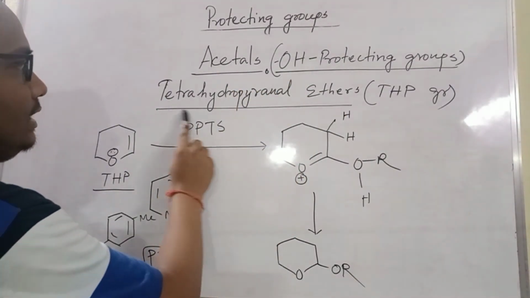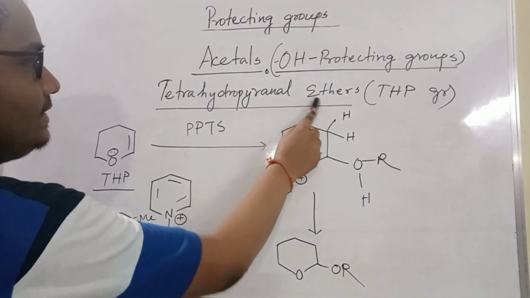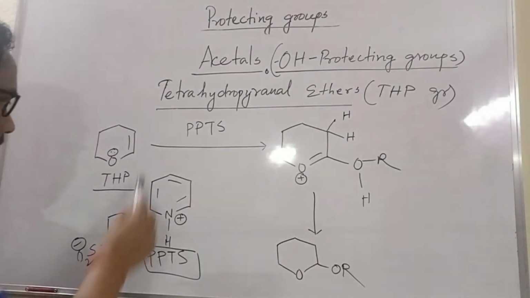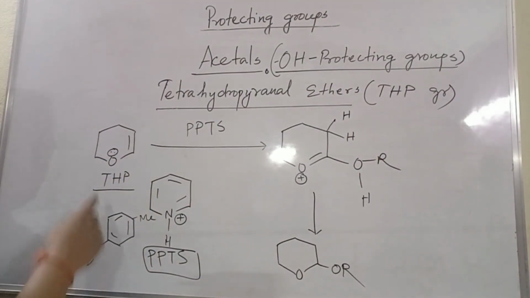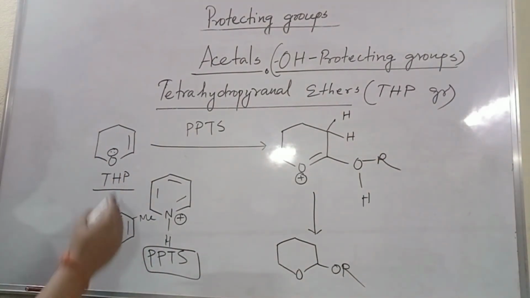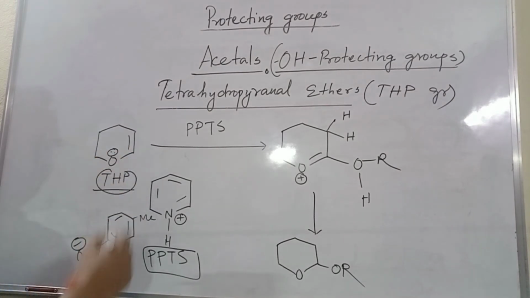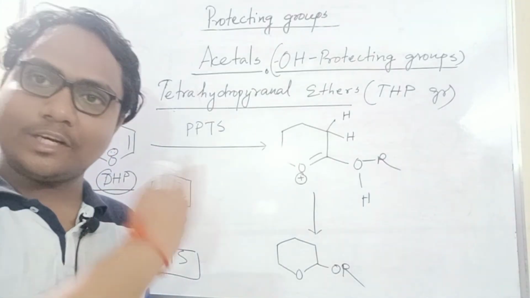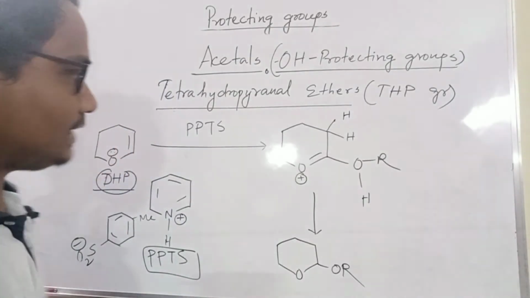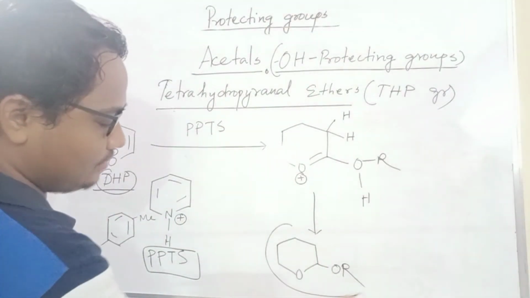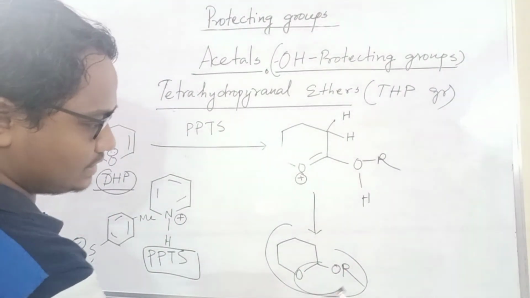This is called tetrahydropyranyl ether, or THP. This moiety you see, this moiety you call THP, tetrahydropyranyl. It is called DHP, and it will be transferred to THP. So this is an acetal. This will form, and this is the final product. One carbon is there, so this is called the acetal type.